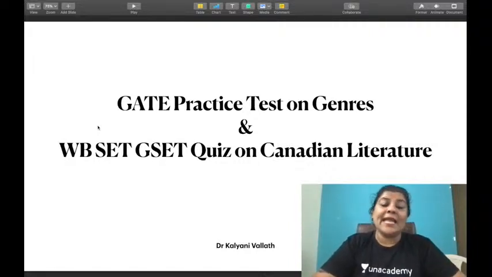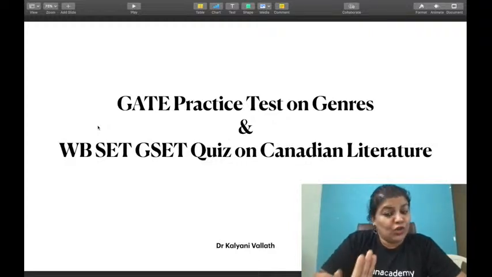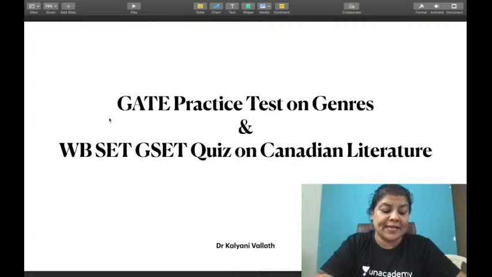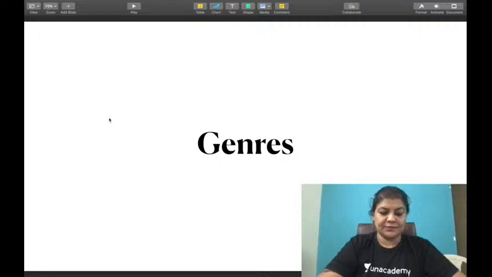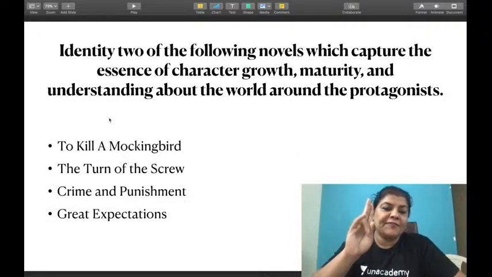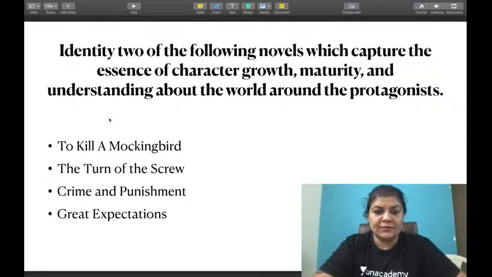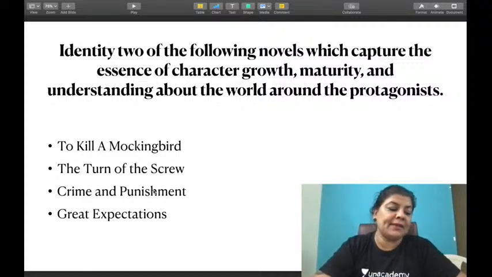Okay, GATE quizzes. All the questions are very good. Listen very carefully and tell me the answers. Genres. Identify the two novels which capture the essence of character growth, maturity, understanding about the world around the protagonist. Which two novels here talk about character growth, maturity, understanding about the world?